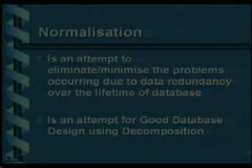So once again, what is normalization? Normalization is an attempt to eliminate or minimize the problems occurring due to data redundancy over the lifetime of a database. It is an attempt for good database design. And what technique is used? Decomposition. Now, I would like to present in a nutshell how we normalize from one stage to another. There are multiple stages of normalization, 1NF, 2NF, multiple forms. So how do we move from 1NF to 5NF? Let us quickly summarize those issues in this session.